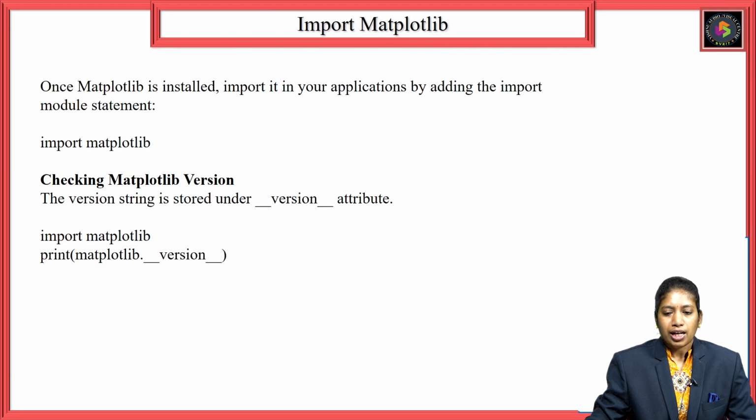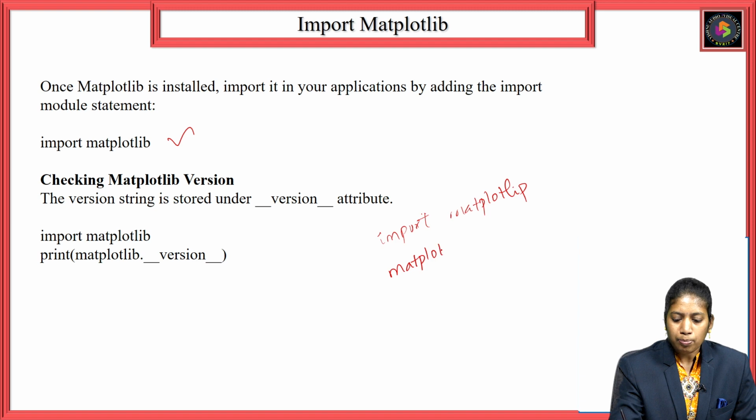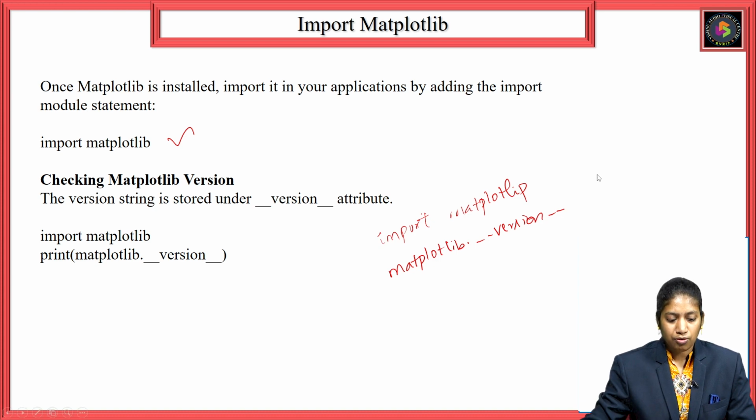So how to import Matplotlib? Once it has been installed, it is ready to use in our applications by simply using the import statement: import matplotlib. To check the version of Matplotlib, after importing matplotlib, use matplotlib dot double underscore version double underscore, and we can get the version.